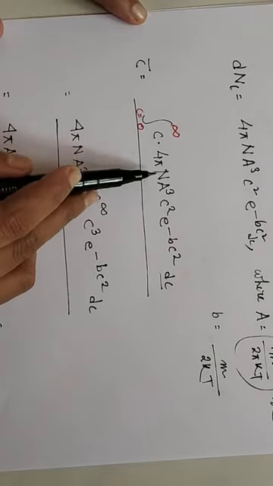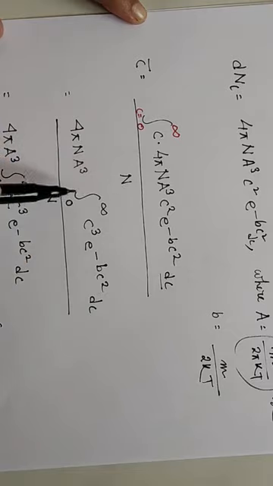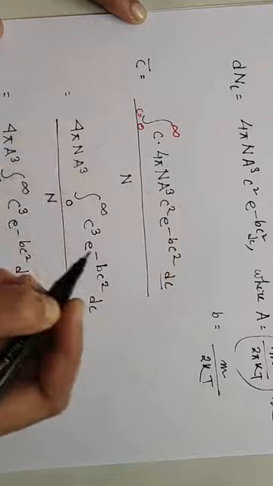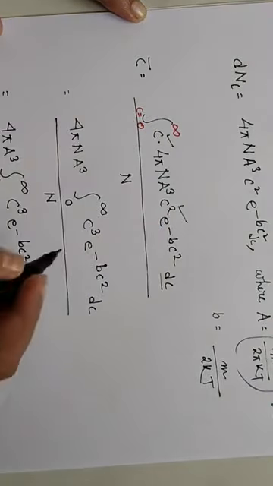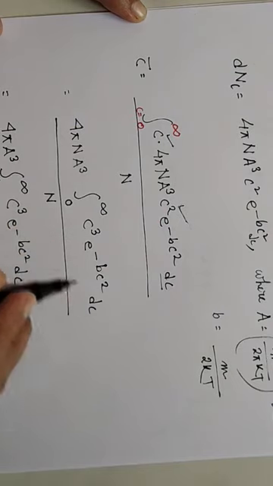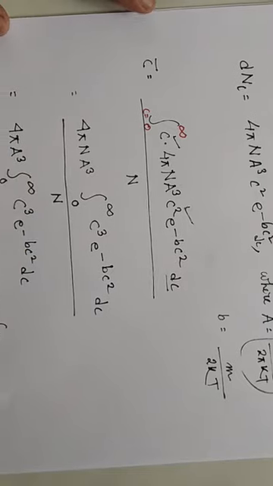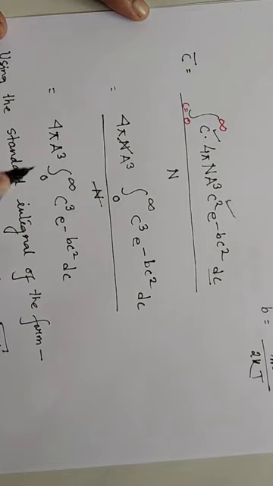Next, 4 pi N a cube are constants, so they will come out of the integration. Then we have c square and c, so it becomes c cube, and then the exponential term e to the power minus b c square dc divided by N. Now this N and N will get cancelled out, so we'll have 4 pi a cube, then the integration 0 to infinity c cube e to the power minus b c square dc.